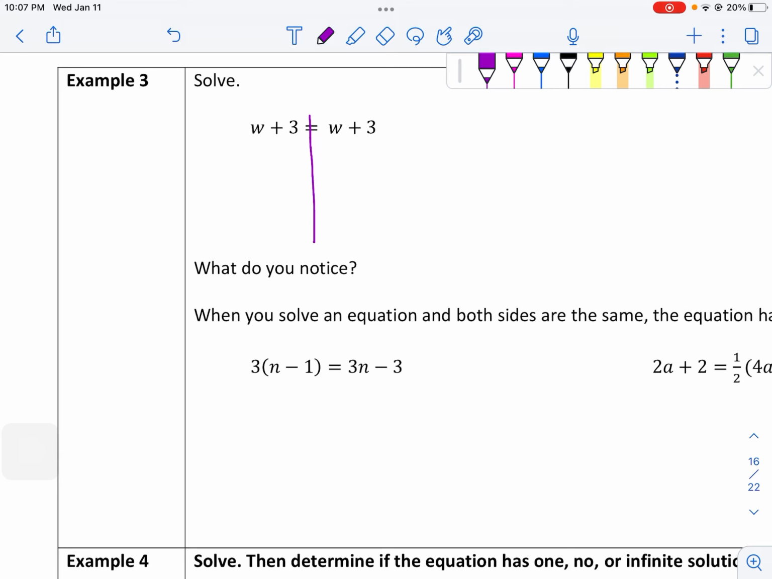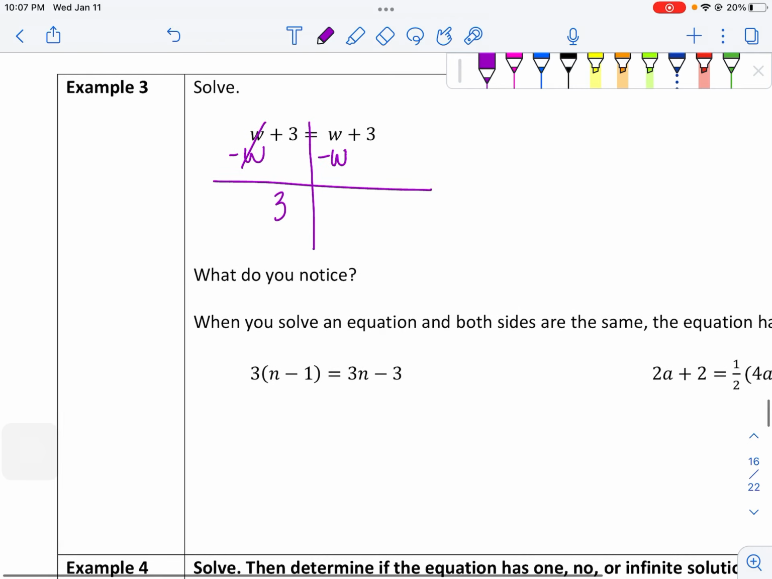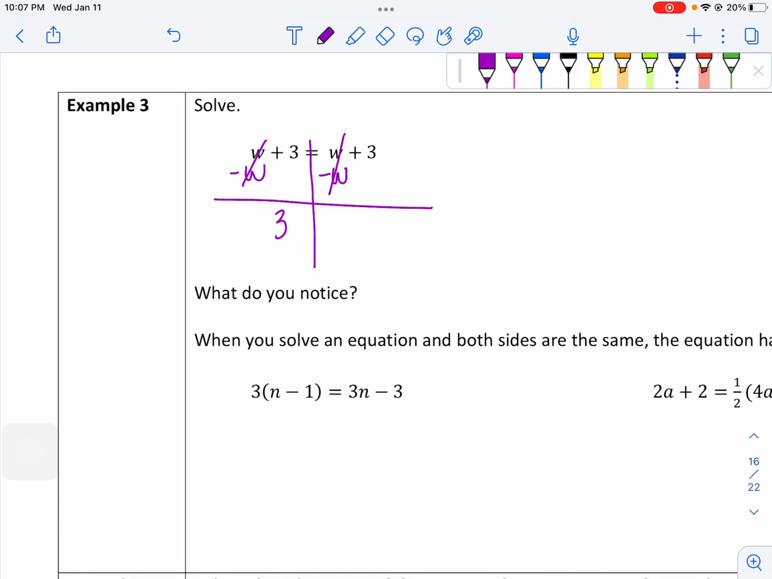So we have w plus 3 equals w plus 3. And if we think about it, the equations are equal on both sides. If you wanted to solve for w, you would start the same way. You have a positive w, so I would subtract w from both sides. Well, w minus w is 0, so I get 3. And w minus w here is 0, so I get 3. This time, 3 does equal 3. So my equation is true.